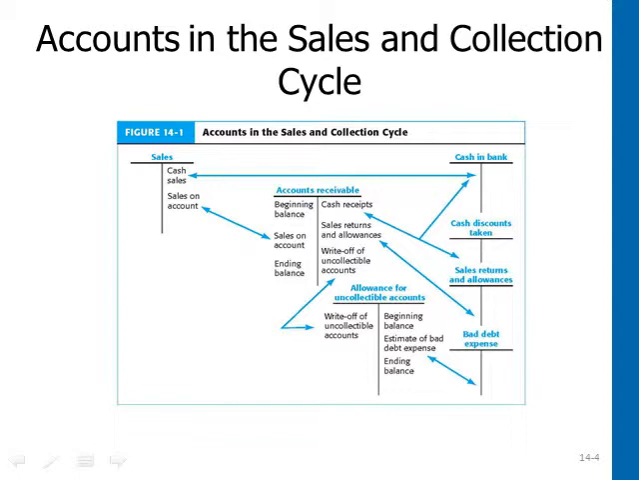And here we see an illustration of the multiple different general ledger accounts that are involved in the sales and collection cycle. They deal with sales, which is an income statement account, to accounts receivable, which is a balance sheet statement account, the allowance for uncollectible accounts, and again, other accounts included the cash account, cash discounts taken, sales returns and allowances, and bad debt expense. And we'll see how all of these are interrelated, and then how we go about performing an audit of the function that includes all of these.